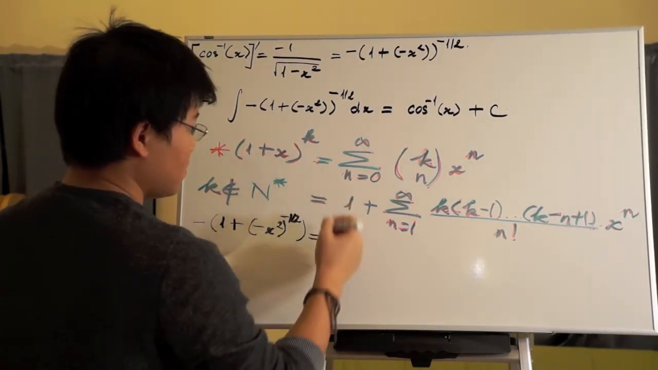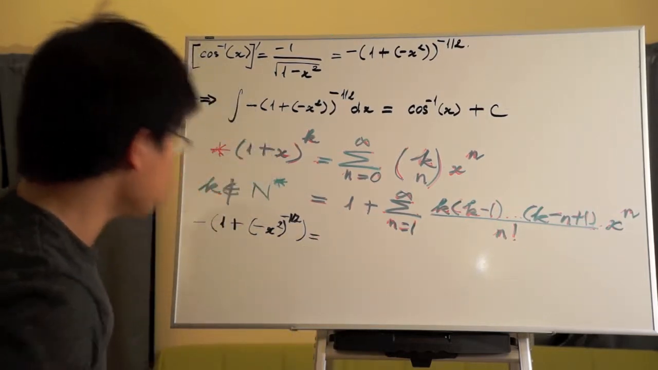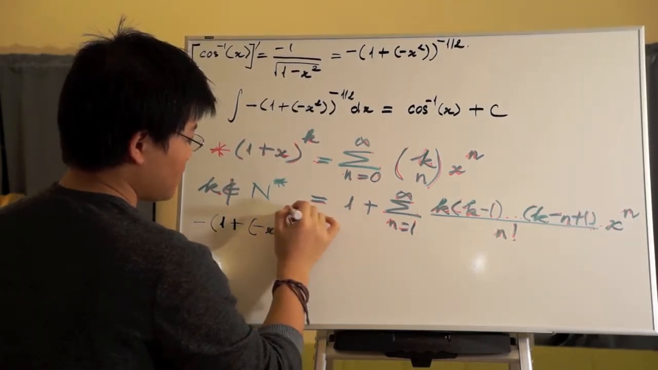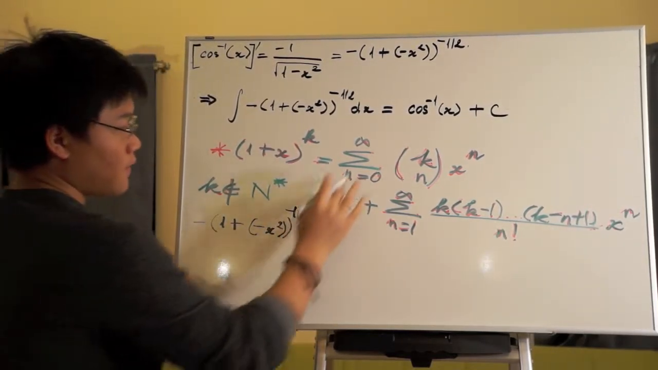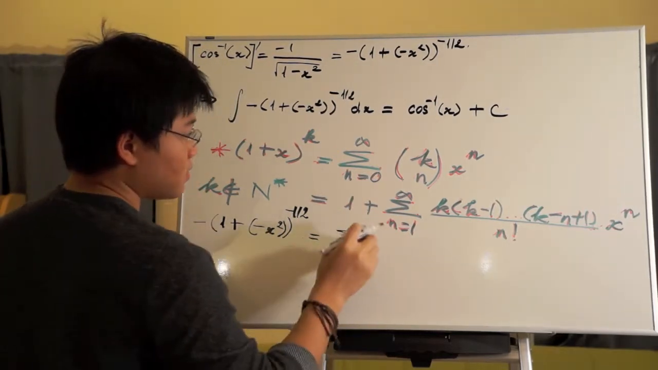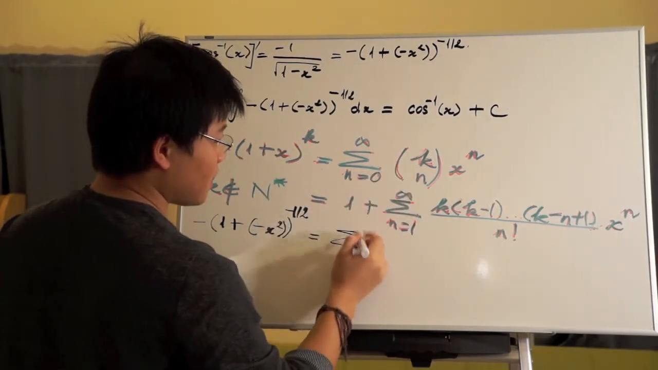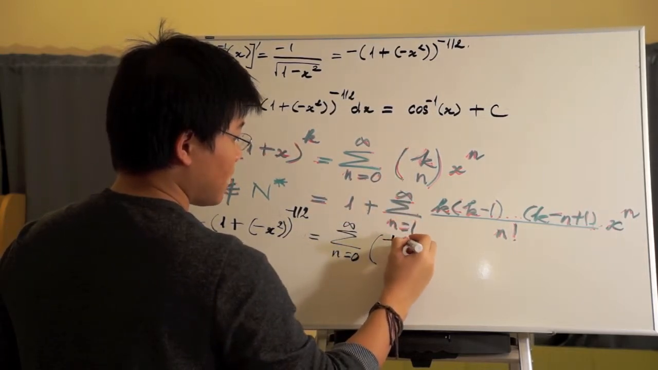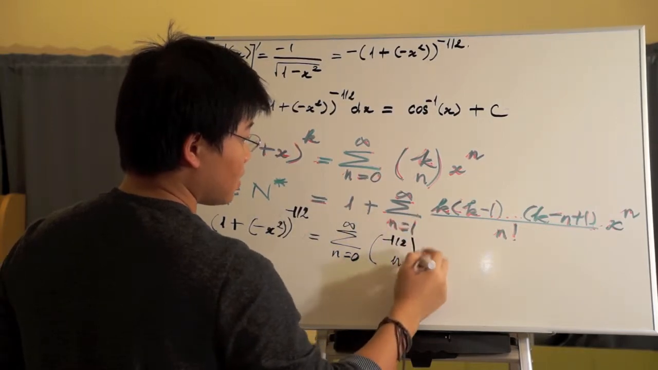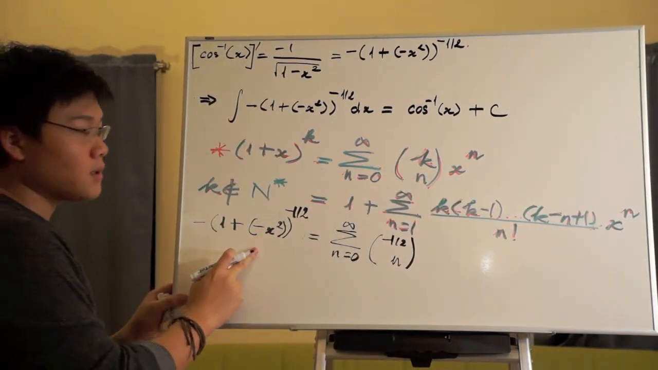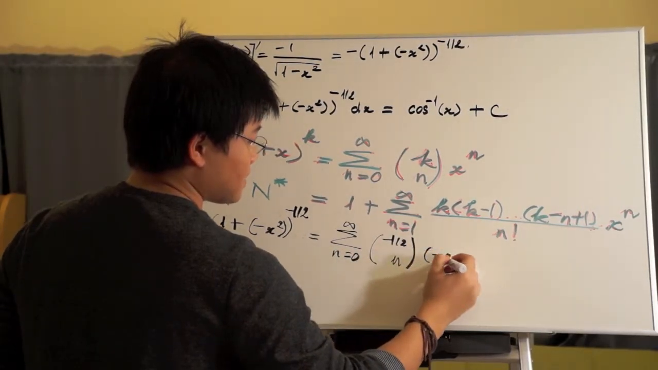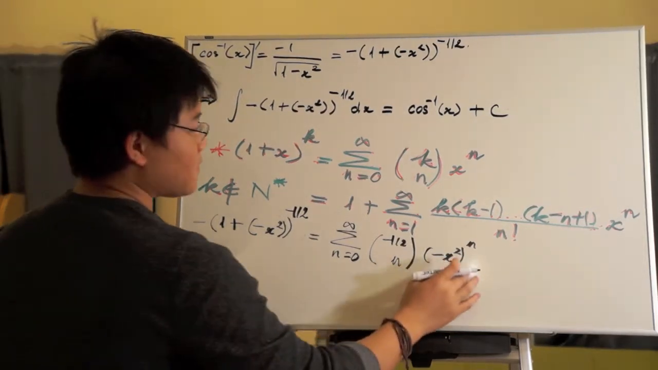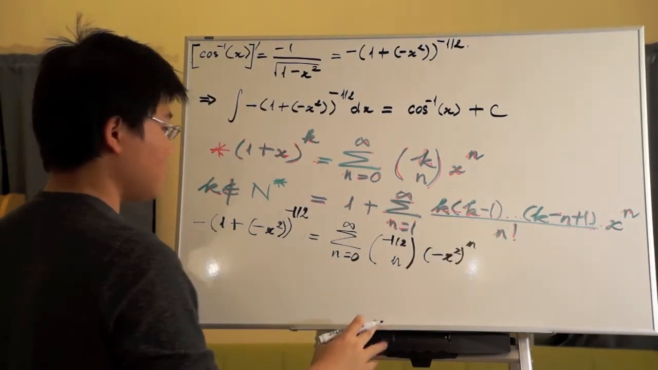That is equal to, we can go ahead and say, the sum from n equals 0 with k equal to minus 1/2 and x equal to minus x squared, so we have minus x squared to the n. Alright, so we can go ahead and expand this following this expansion.